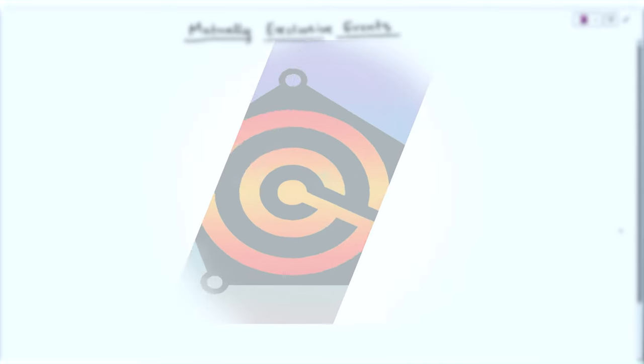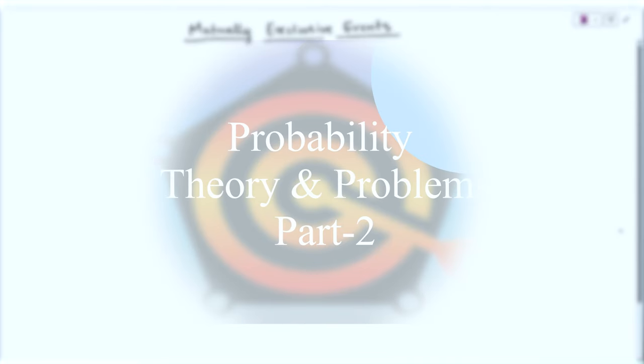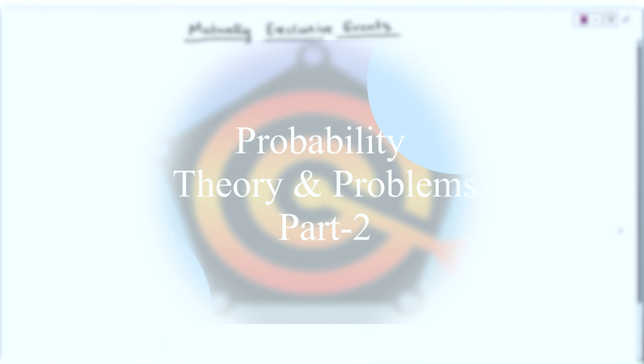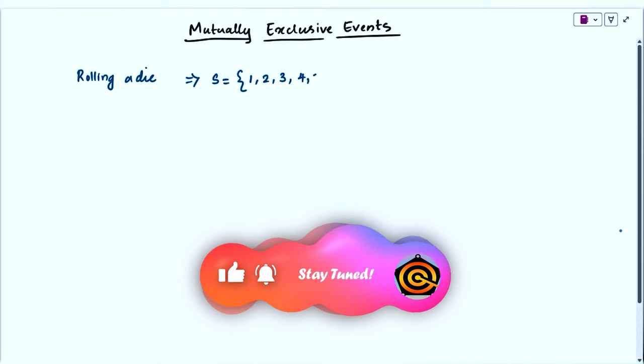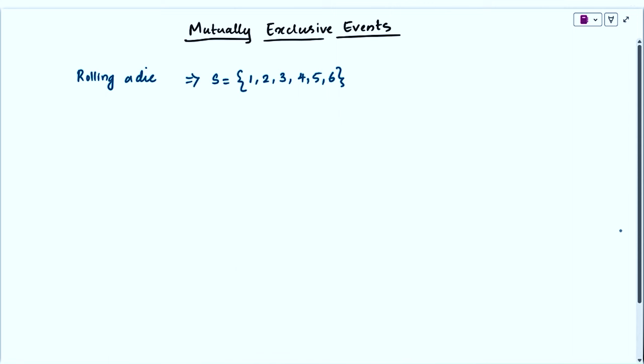Our next topic is about mutually exclusive events. Consider the experiment of rolling a die. So we get the sample space S, which is equal to {1, 2, 3, 4, 5, 6}. This is the sample space for rolling a die.